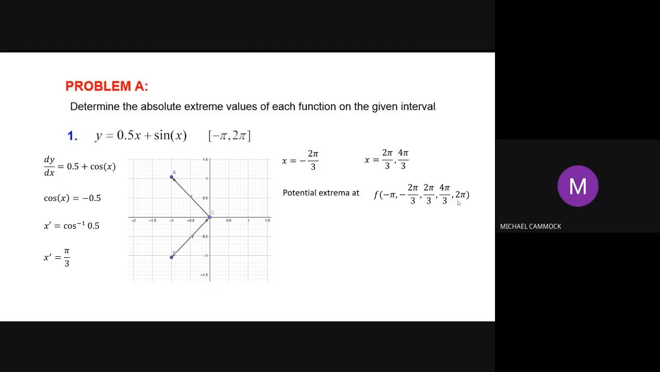Unfortunately, this is a lot of number crunching. We're going to have to put each of these numbers back into my original equation. So I'm going to let you do that. I hope you have your calculators. Take your calculator, put the 0.5x plus sine x in there. If you have one of those fancy Casios, then you can just keep using the same function and generating different values. Figure out what the value of the function is at minus pi, at minus 2 pi over 3, at 2 pi over 3, at 4 pi over 3, and 2 pi. These are where you have your potential maxes and mins.